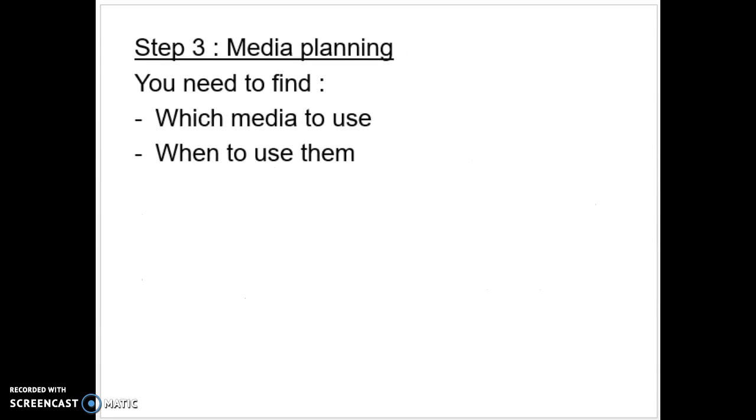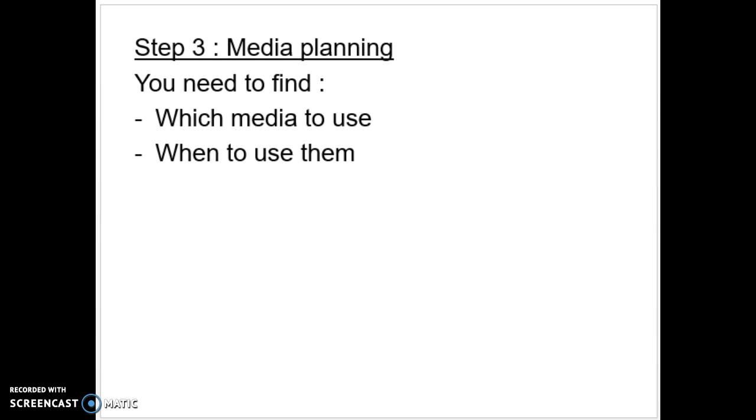Part 3 is media planning. You have, as a company, a lot of choice in media that you can use, especially now with social media. So you're going to need to find which ones you want to use, which ones correspond more to your target, and when you want to use them.